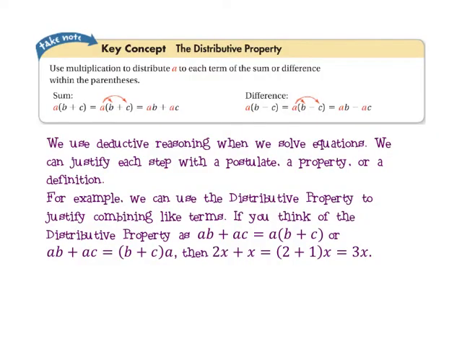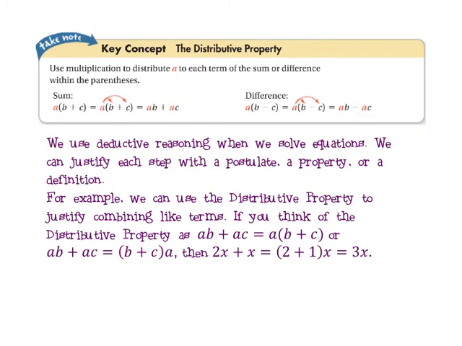Most of us are familiar with the distributive property and how we can use multiplication to distribute a value to each term of a sum or a difference that's in parentheses. So here we're taking A and distributing it to B and to C, giving us A times B plus A times C. Over here we're taking A and distributing it to B and to C, giving us A times B minus A times C.